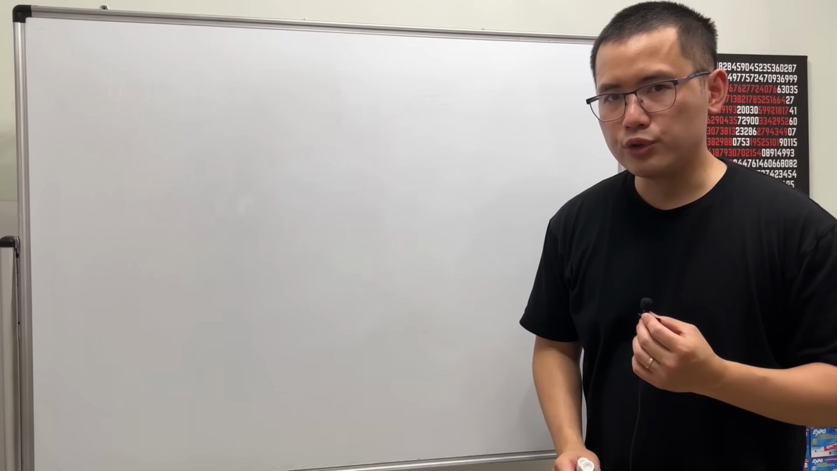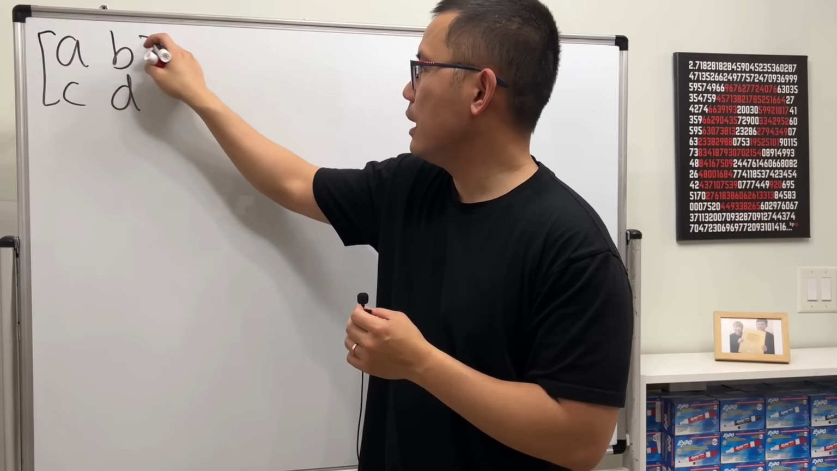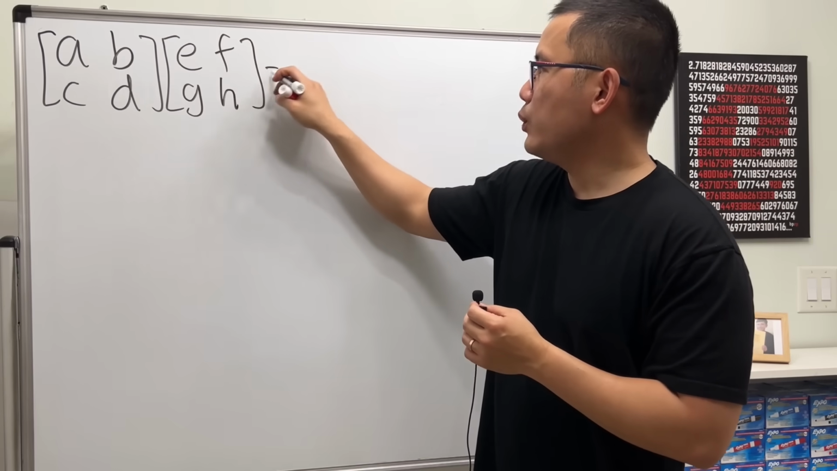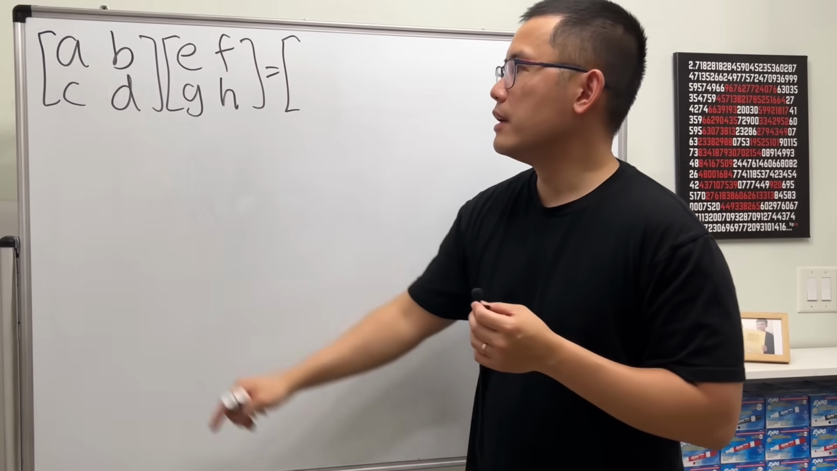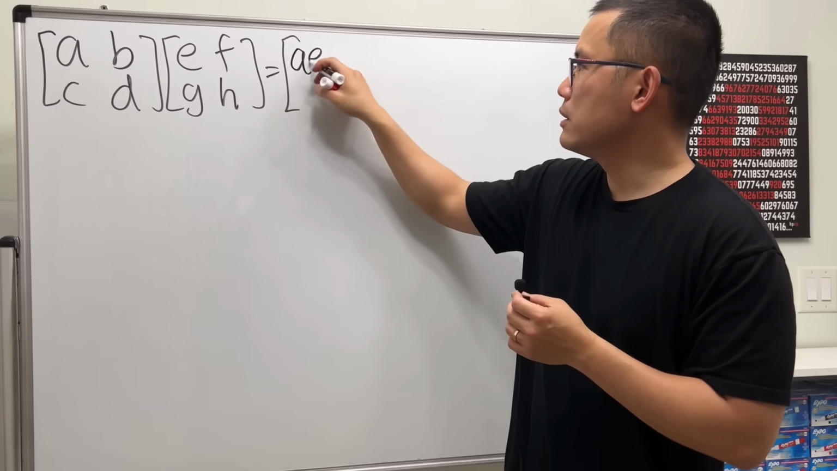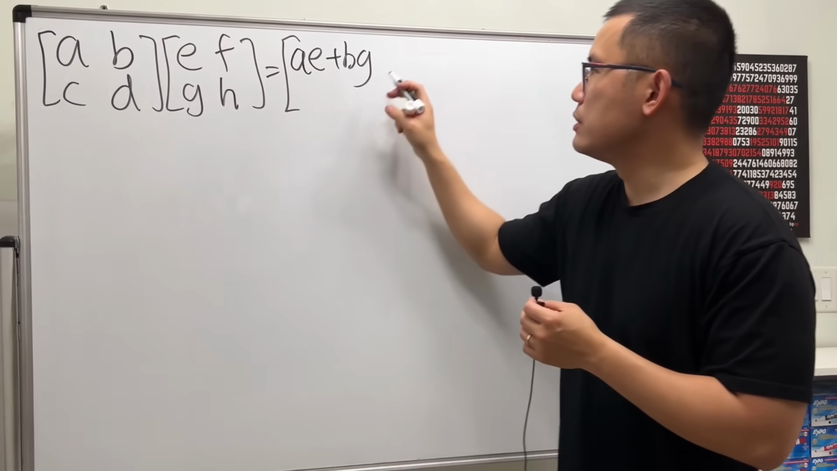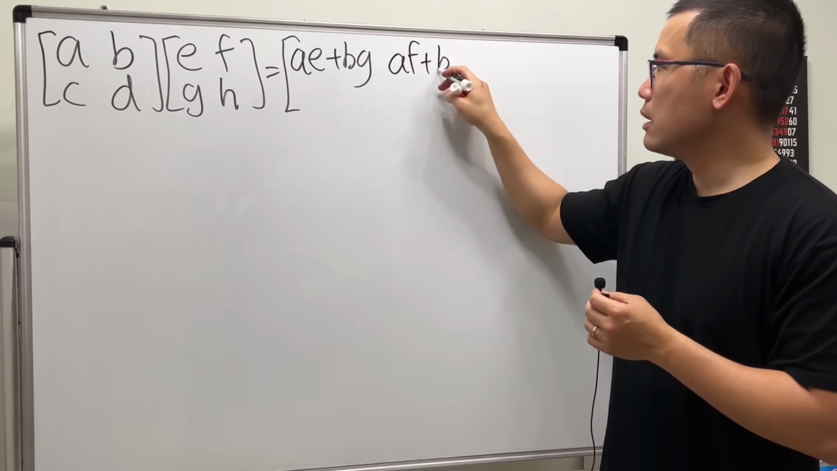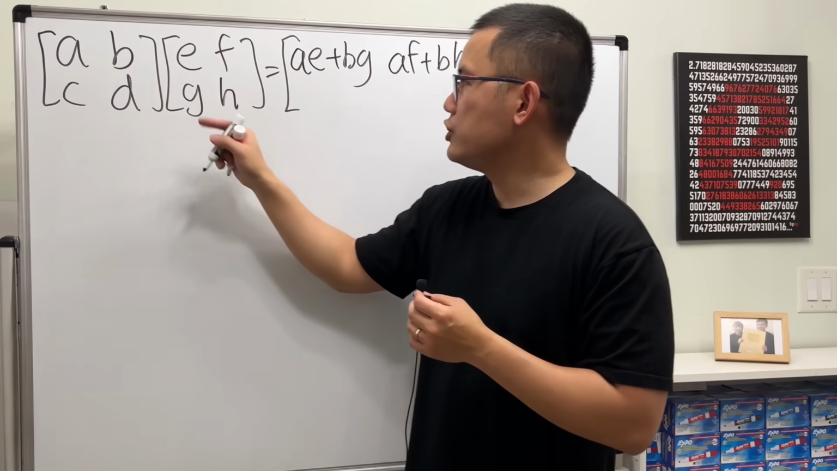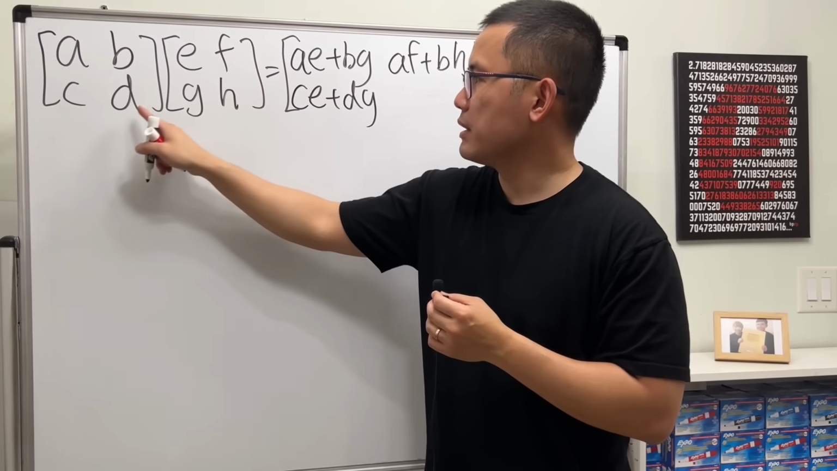We are going to start with two general matrices. Let's say we have A, B, C, D multiplying with E, F, G, H. And we will do this the right way first. So that is AE plus BG for the first entry. Continue, AF plus BH. And the next, CE plus DG. Finally, CF plus DH.